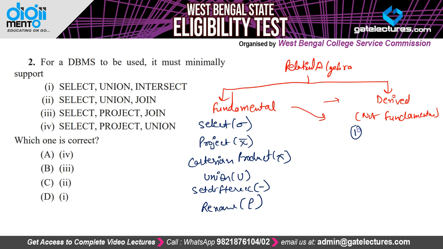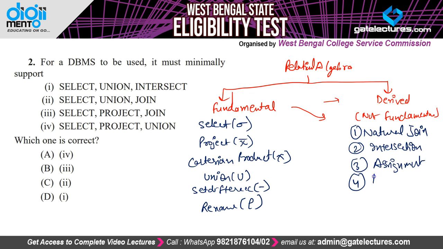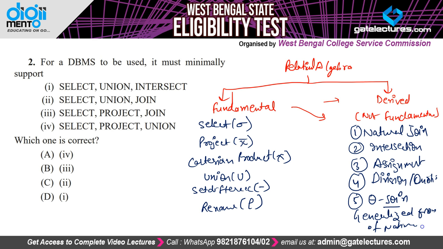In the derived form, we have the natural join. It can be derived from the fundamental operations. The next one is the intersection. This intersection can be derived from the fundamental operations. The third one is the assignment operator. This assignment can be derived from the fundamental operations. And the fourth one is the division or quotient operation, and this division operation is not a fundamental operation. And the fifth one is the theta join, and this theta join is also not a fundamental operation because it is just a generalized form of natural join.